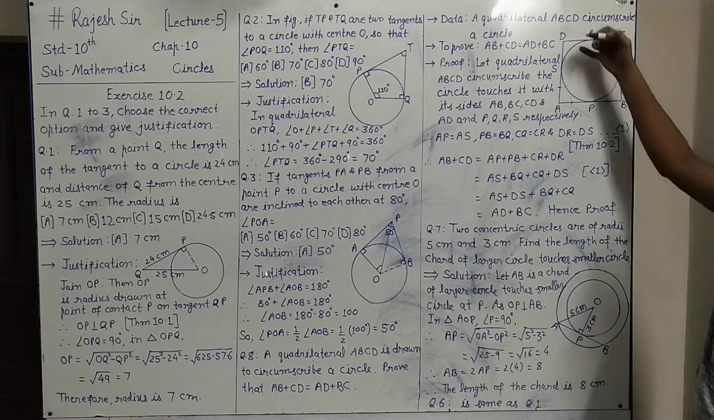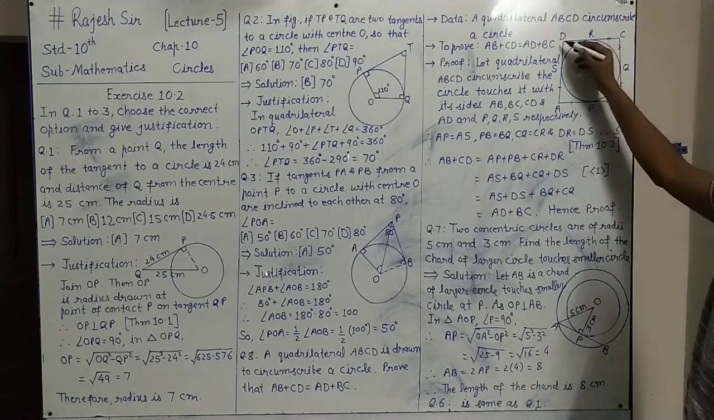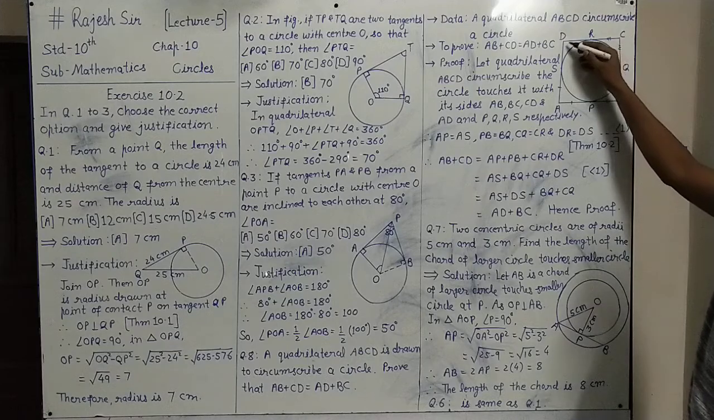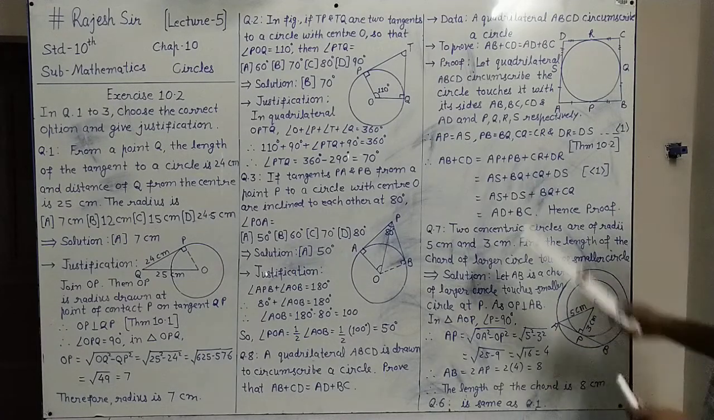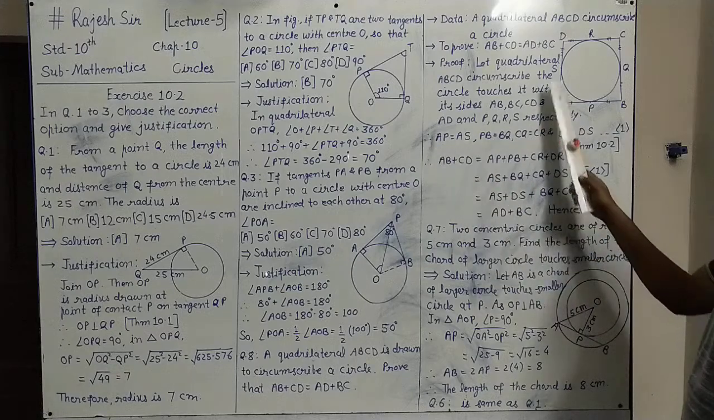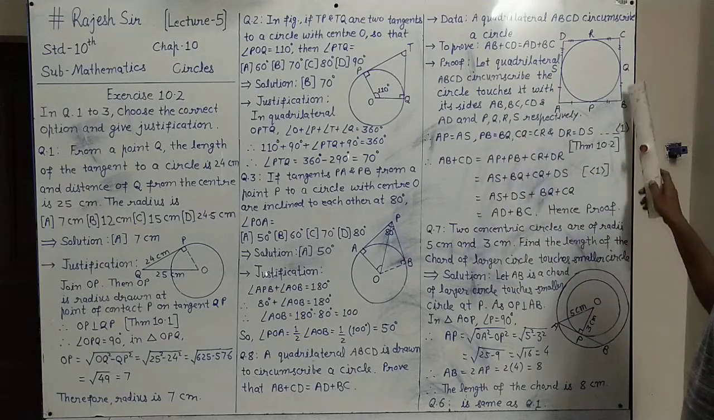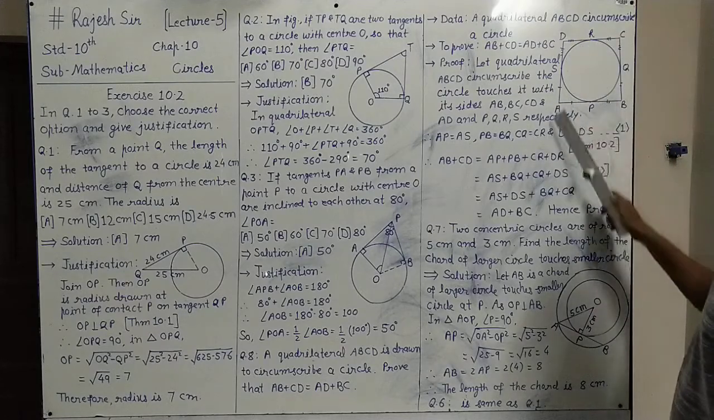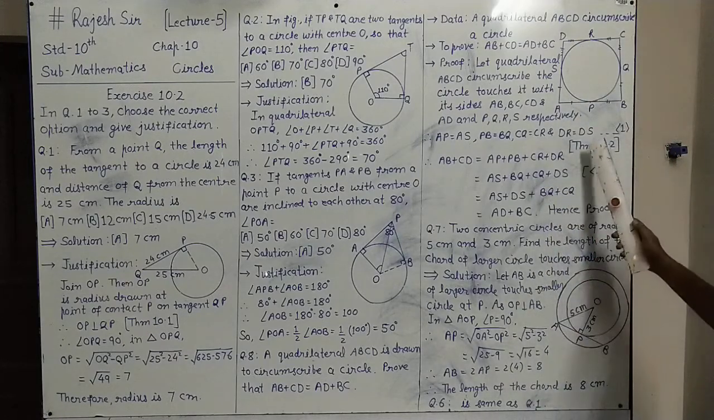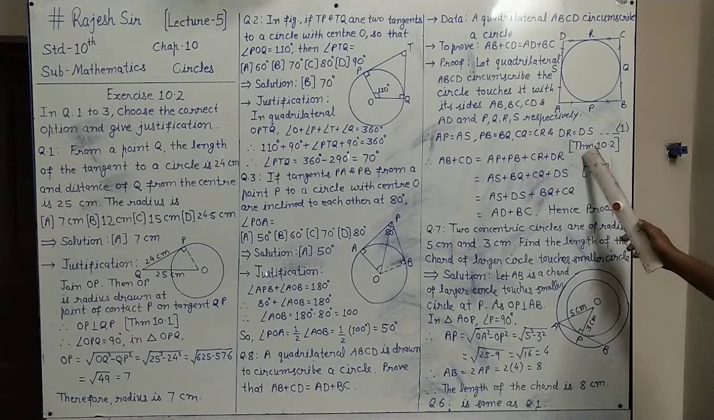Similarly, D is the external point of the circle. So DR and DS are the tangents drawn from the outside point, so they will be equal. That is, we have to know first. So here we have noted that AP equals AS, PB equals BQ, CQ equals CR, and DR equals DS. It is result one. This comes because of theorem 10.2.